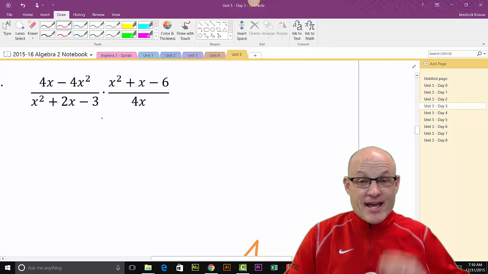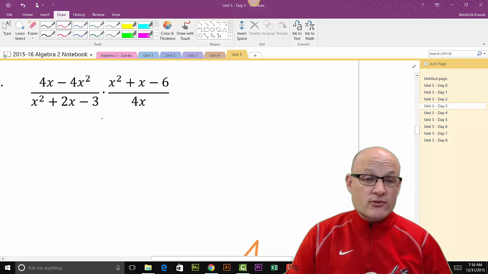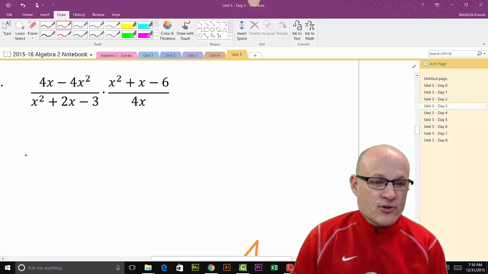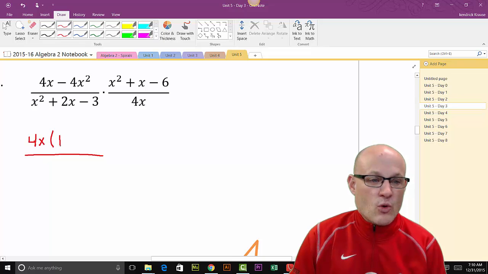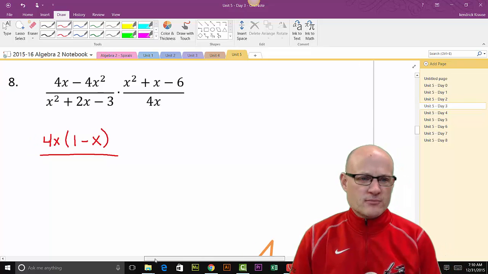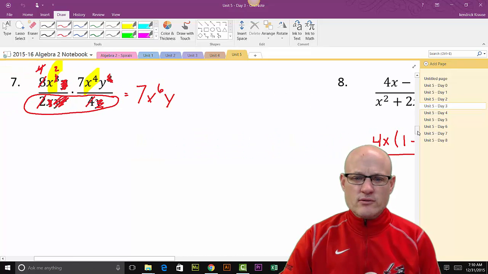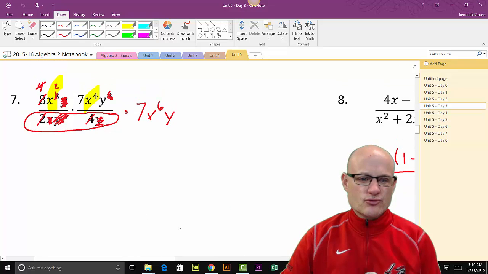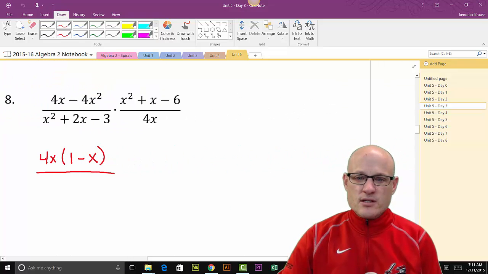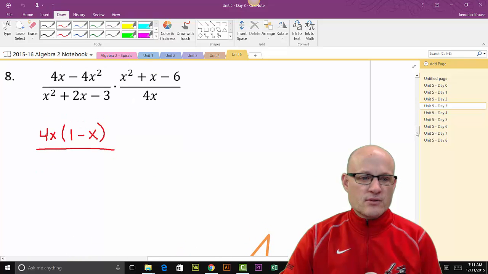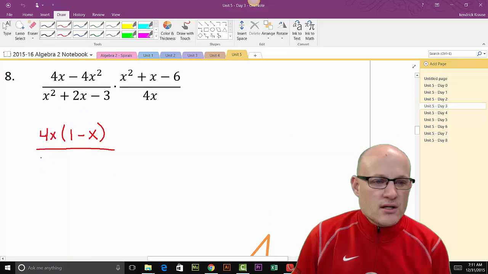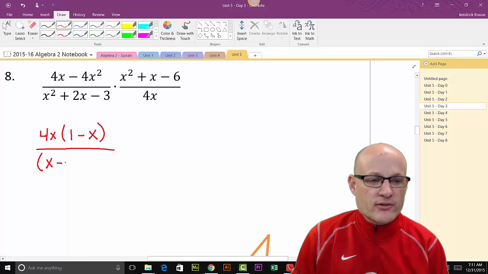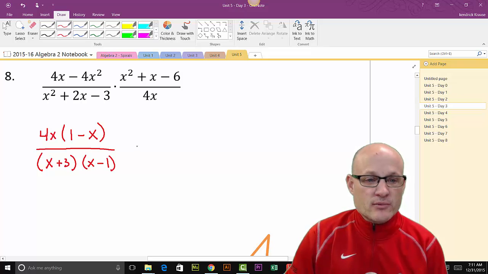Over here, since I have adding and subtracting, the first thing you must do is factor. So in this first one, I can take out a 4x, and I'm left with 1 minus x. Hold on a second. What number is this? 8. What number is this? 9. I think, well, we'll see. This is going to be x plus 3, x minus 1. Yep, we're going to have the problem right here.